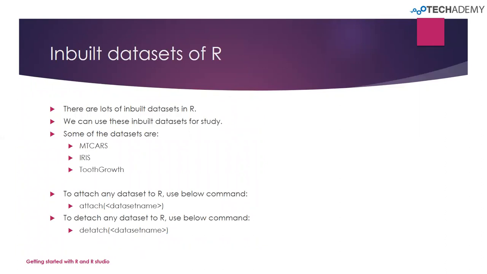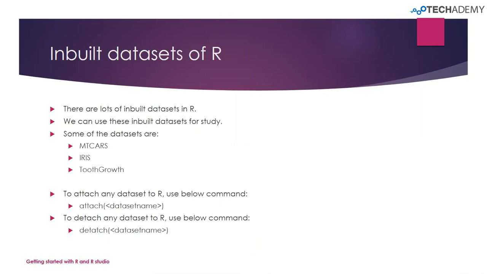In this course, we will discuss how we will get data for our study in R programming. There are various ways of getting data. One is using inbuilt datasets. There are a lot of inbuilt datasets available in R. We can use these inbuilt datasets for study. Some of these datasets are mtcars, iris, ToothGrowth, etc.